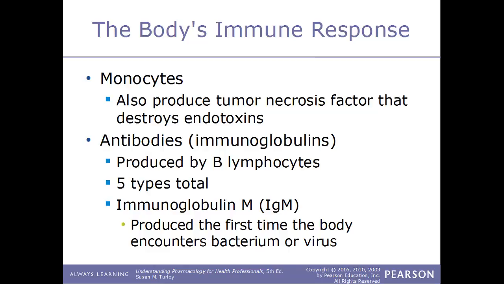Another way that the body could respond to the presence of a pathogen is with antibodies. Antibodies are also known as immunoglobulins. Antibodies are produced by the B lymphocytes, and there are 5 different types of antibodies, and they will vary in their structure and their size and what particular types of pathogens they respond to. We'll go over a few of the 5. The first one, immunoglobulin M, or IgM. This is produced the first time the body encounters a bacterium or a virus.